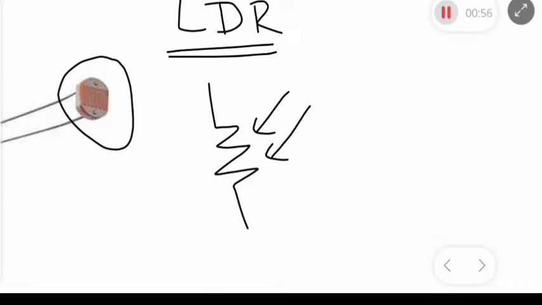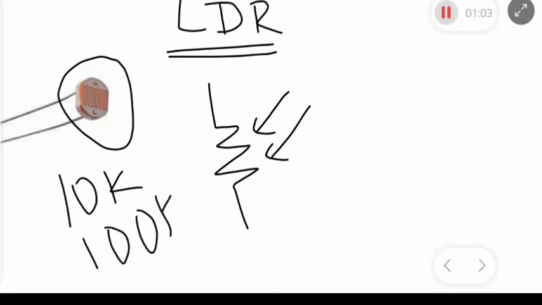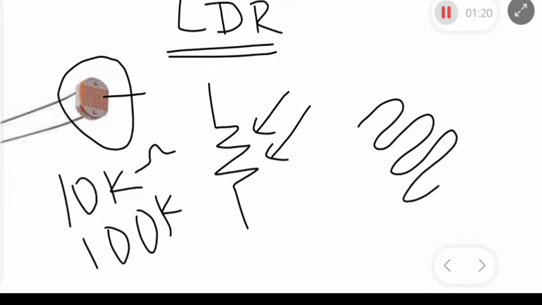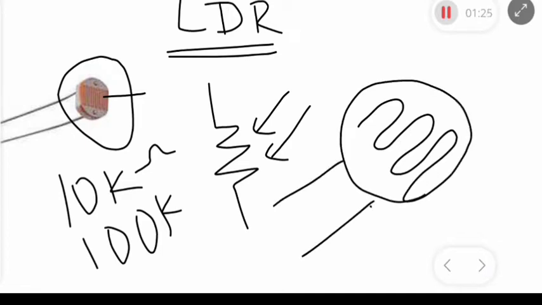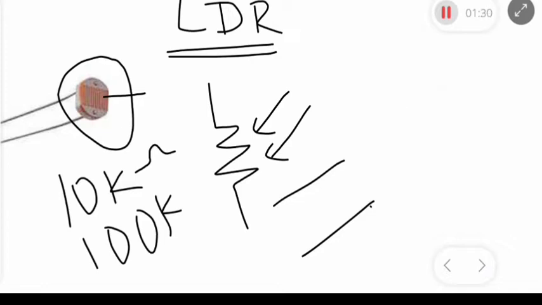Some of these LDRs are rated 10k, that's kilo ohms. Some of them are rated 100 kilo ohms, depending on the one you have. But all of them have the same type of construction and usage. If you look at it very well, you will find that it has this kind of arrangement on the surface of the LDR. So that is how you know the LDR when you want to get one. Though the sizes might differ, all must have this kind of shape.